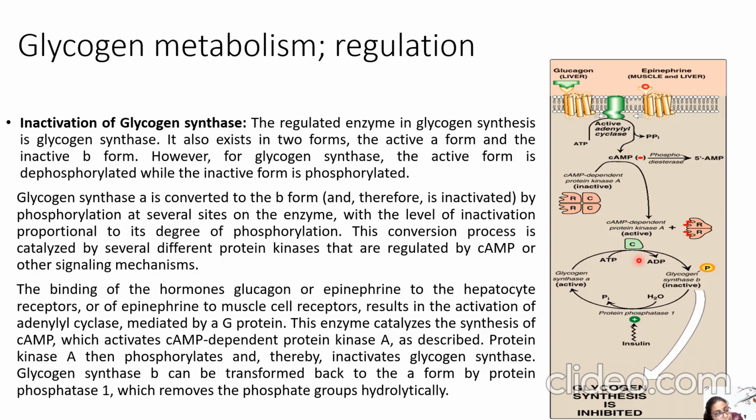This conversion process is catalyzed by several different protein kinases that are regulated by cyclic AMP or other signaling mechanisms. The binding of the hormones glucagon or epinephrine to the hepatocyte receptors or of epinephrine to muscle cell receptors results in the activation of adenylyl cyclase mediated by a G protein. This enzyme catalyzes the synthesis of cyclic AMP, which activates cyclic AMP dependent protein kinase A as described. Protein kinase A then phosphorylates and thereby inactivates glycogen synthase. Glycogen synthase B can be transformed back to the A form by protein phosphatase 1, which removes the phosphate groups hydrolytically.